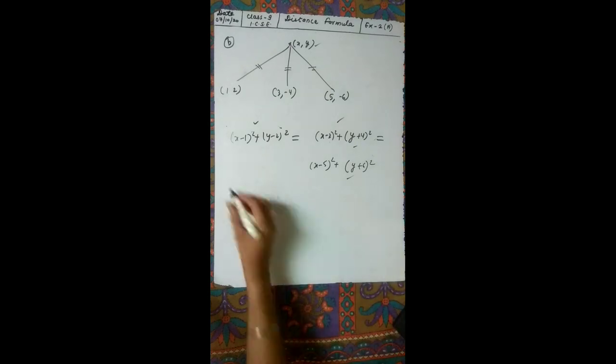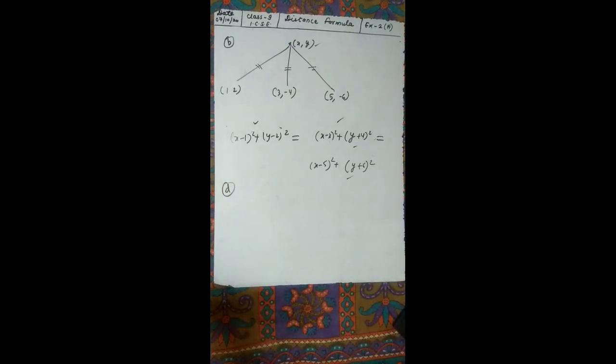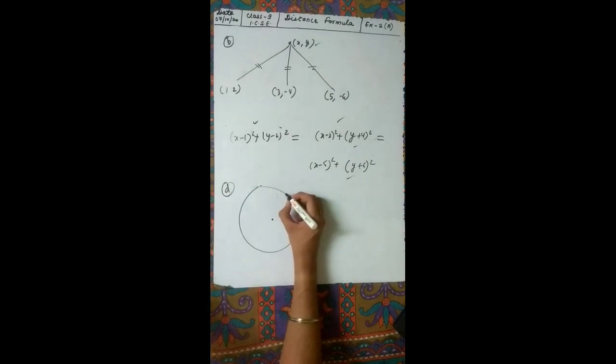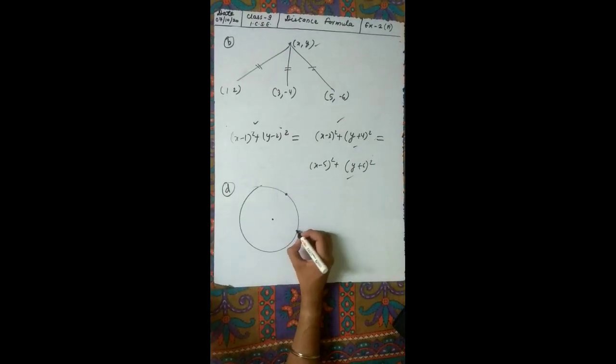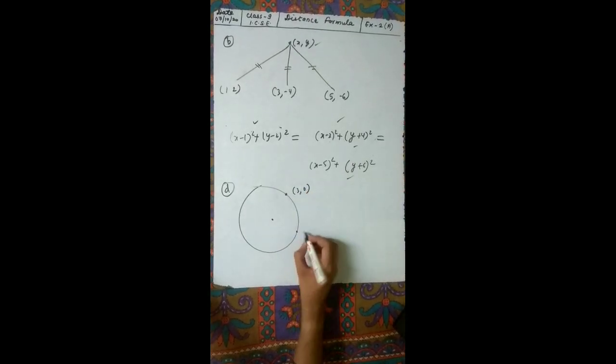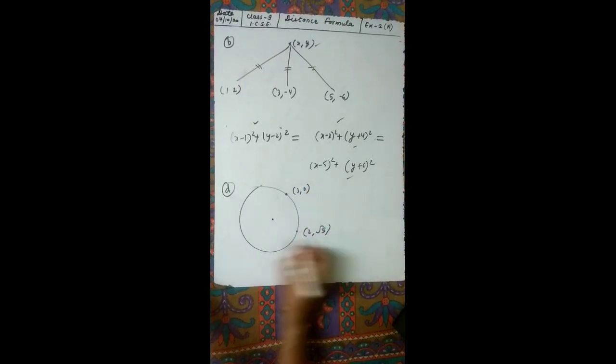Okay, similarly, if you see the D question, you need to find the center of the circle which is passing through, say for example, the 3 points which are given, 3, 0. I'm considering random locations.